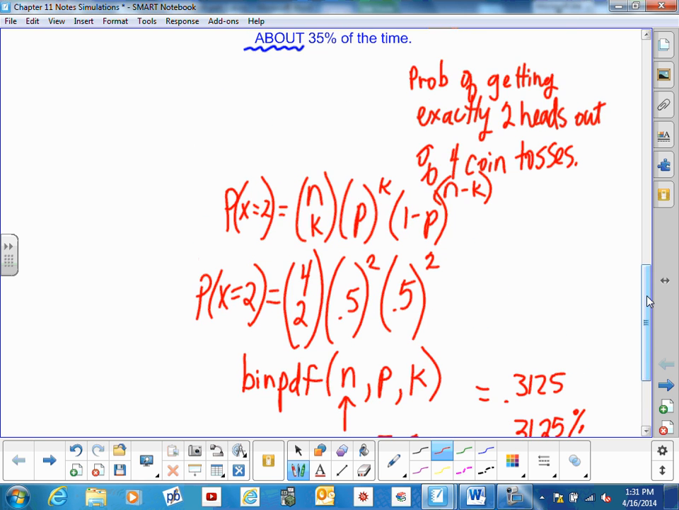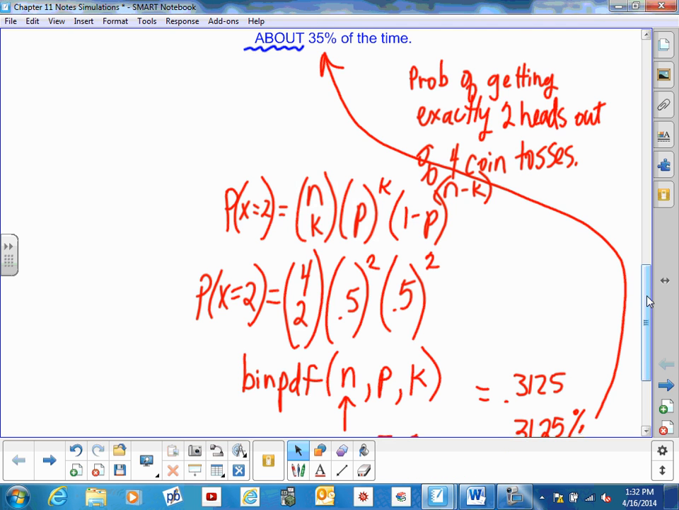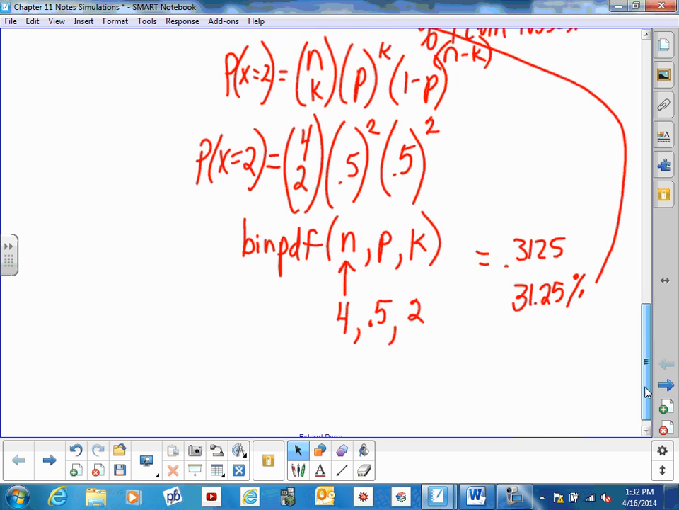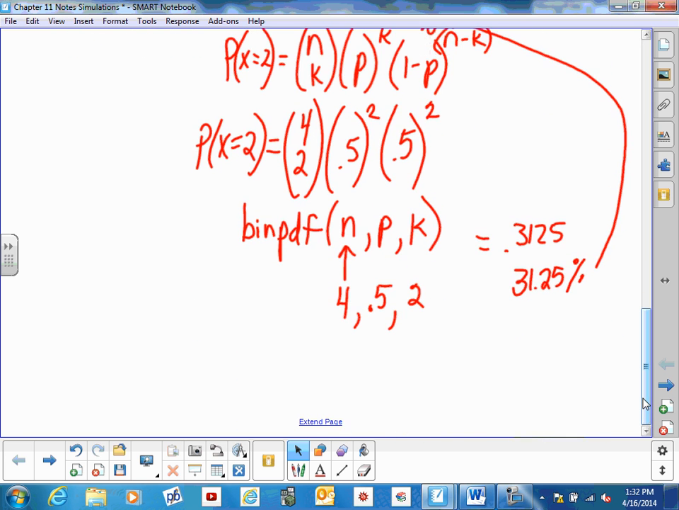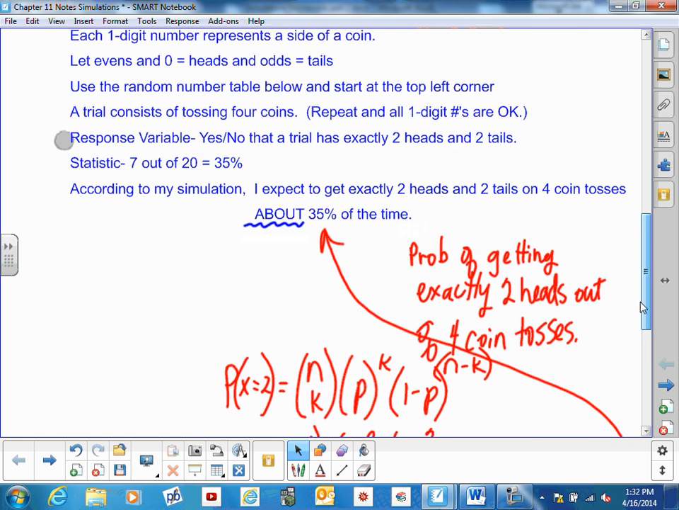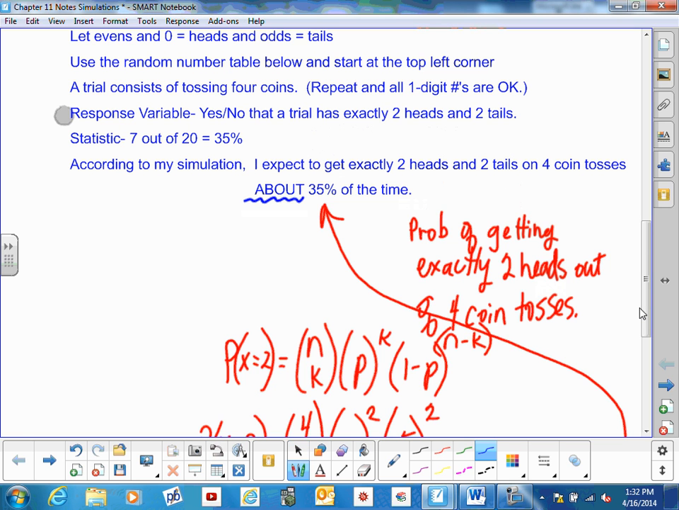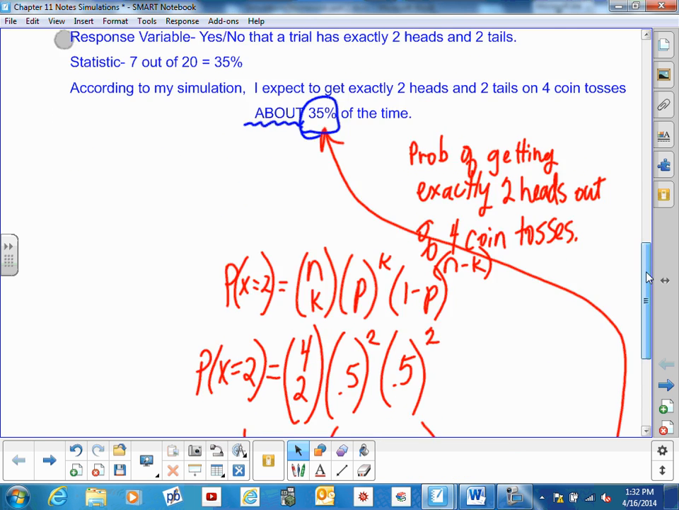Now, compare that to what we got with our simulation. And what do you have to say about that? Pretty fairly. Yeah, it's in the ballpark. Okay. Now, one other thing. Yeah, we could see if it's significantly different. Very good. But the question is, why is this a little off? Sampling variability. It was off because it was done with 20 trials. How would I get it to be more correct? The law of large numbers.